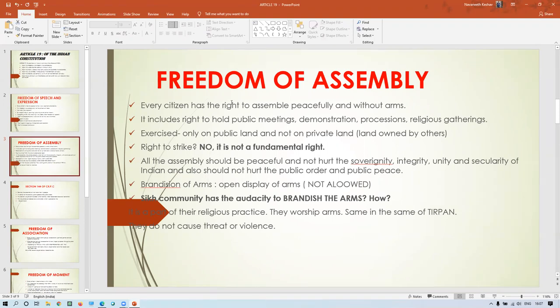There is a very important topic to discuss under this freedom of assembly. It is brandishing of arms, which means open display of arms. You cannot openly display arms in an assembly. It is not at all allowed.